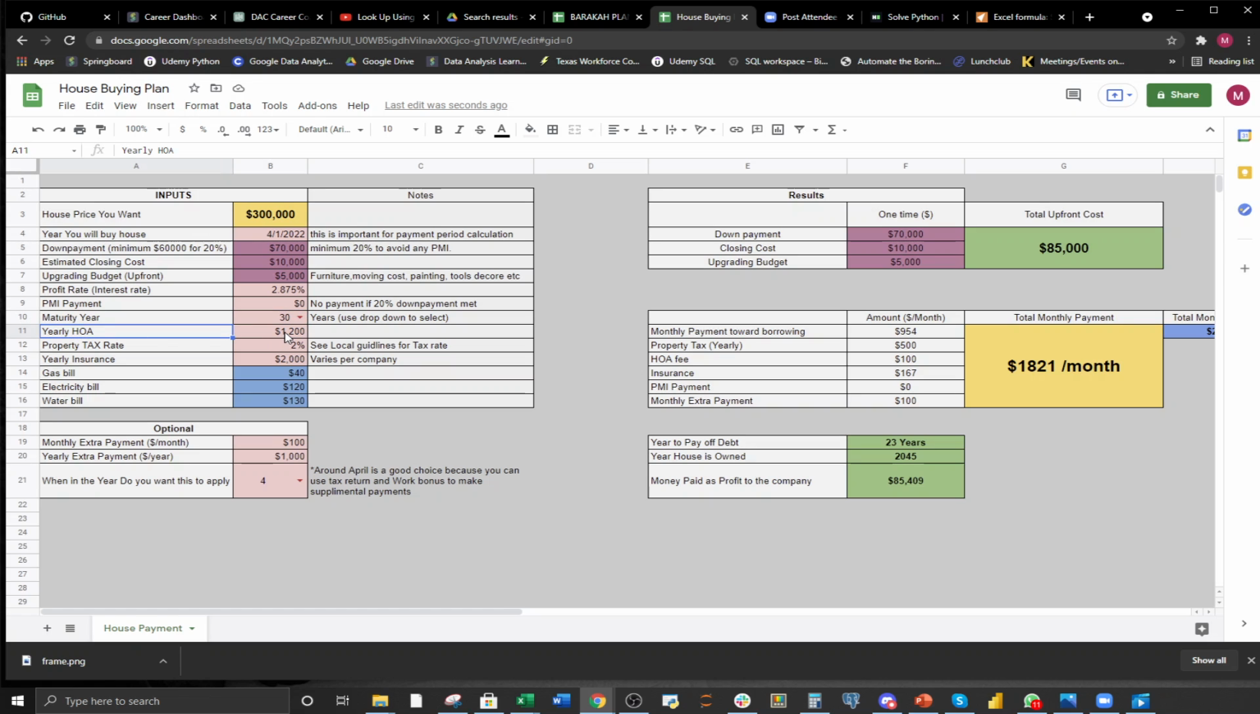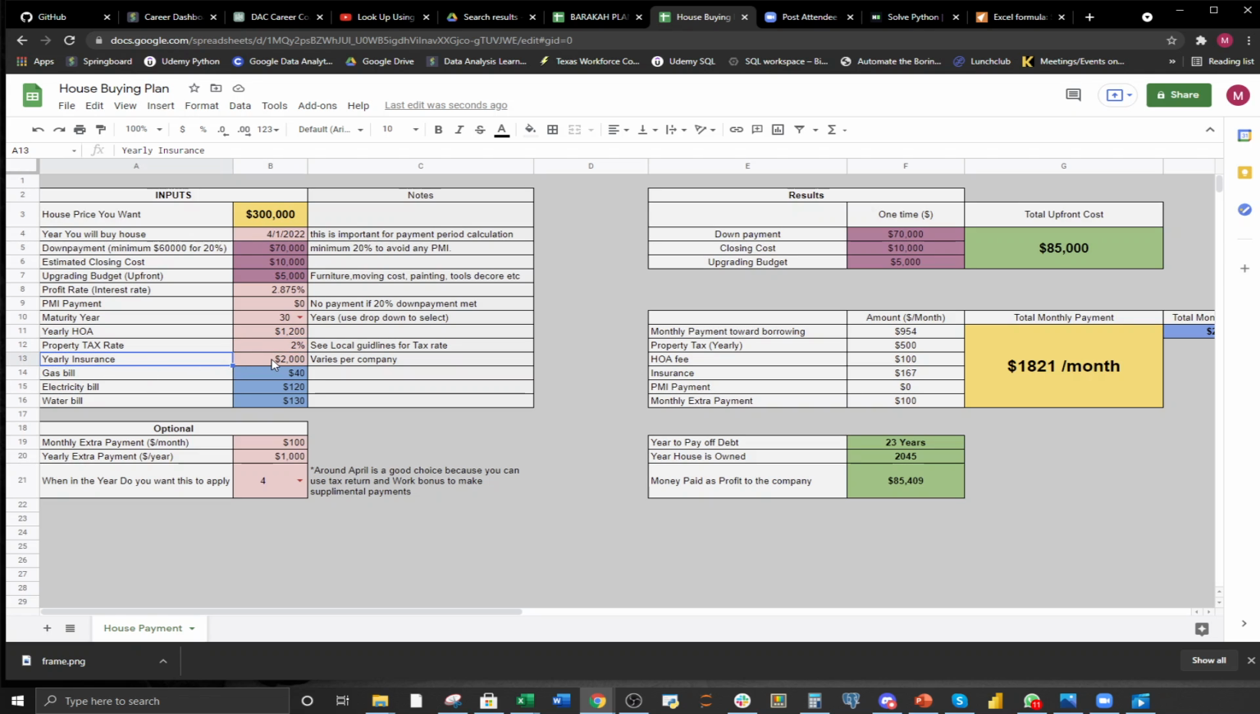And the next line is the yearly HOA fee. And this number you'll be able to find from Zillow, and a lot of the places where you will have nicer houses, they will have the HOA fee. And it ranges anywhere from $1,000 to $2,000. And then property tax, in Rhode Island, it's I think around 1.86 or something like that. I put 2% as a default. In Texas, it's I think around 3%, 2.7%, something pretty high.